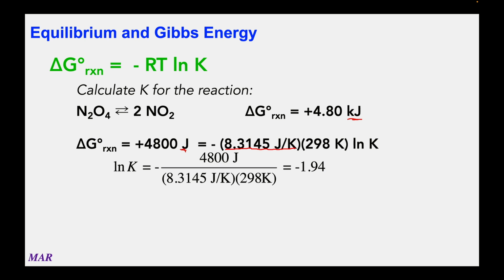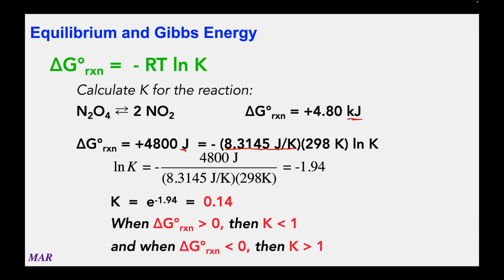So anyway, delta G, positive 4,800 joules, equals 8.3145 times the Kelvin temperature, 298 Kelvin, times the natural log of K. So we'll solve here for natural log of K. That equals minus 1.94. If you anti-log it, which means take e to the x, so e to the minus 1.94, the equilibrium constant here is calculated to be 0.14. And at first it might be hard to tell whether these values make sense or not.